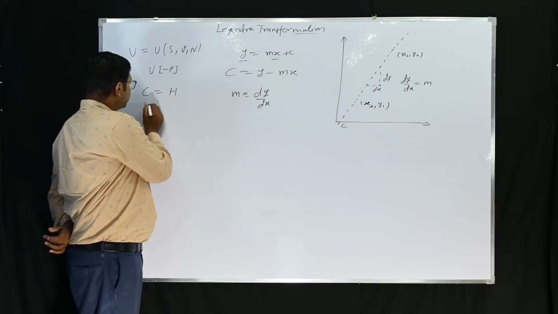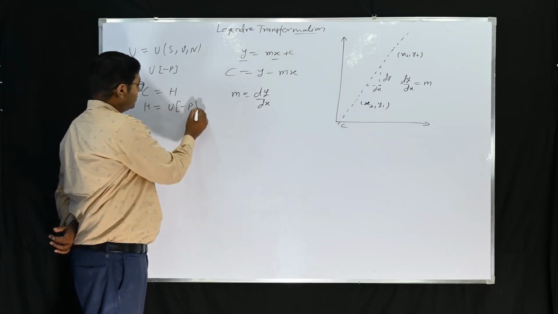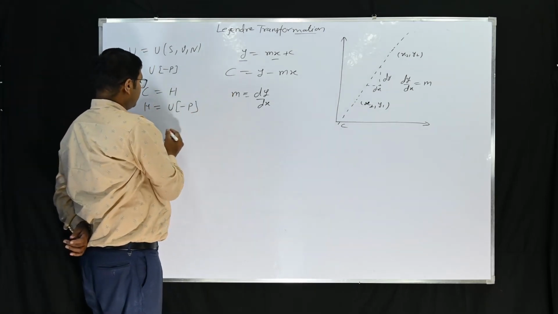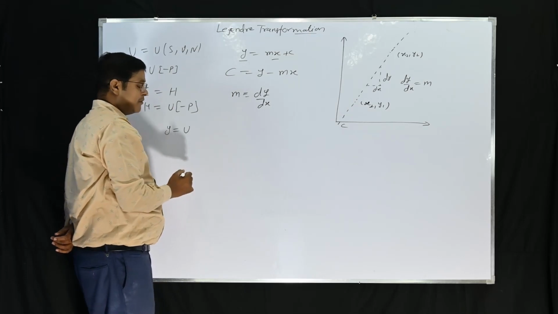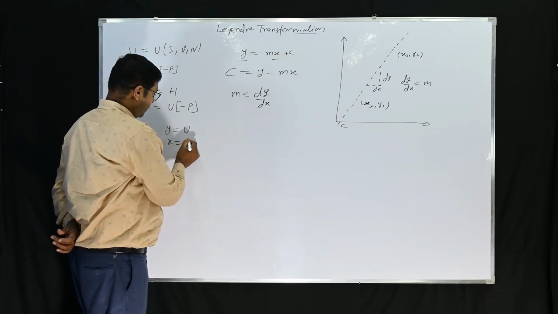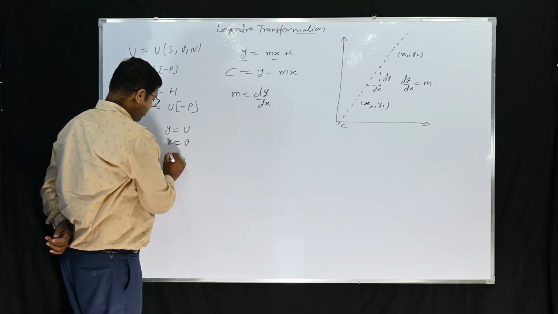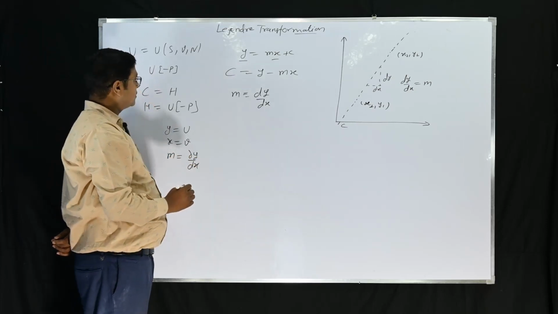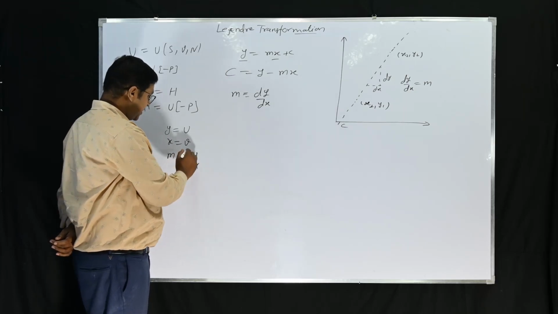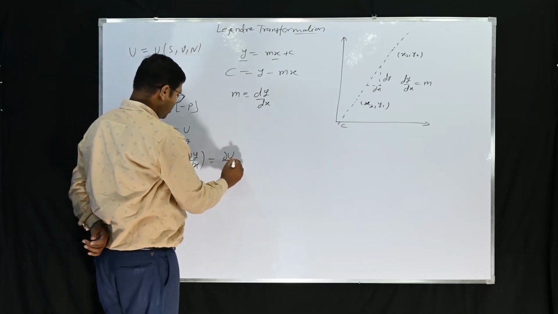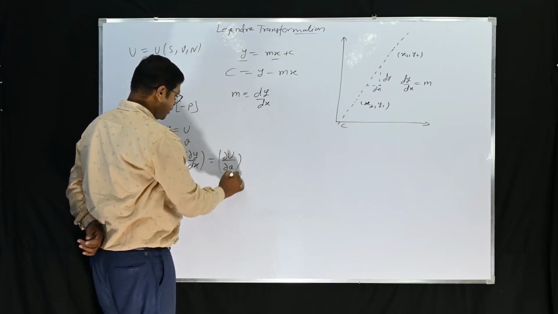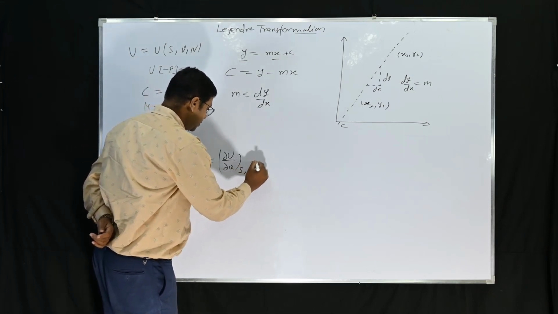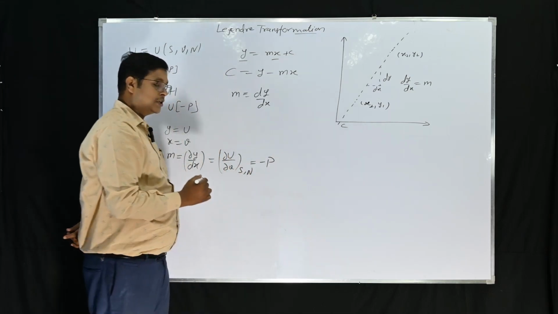So we can write H is now a function of minus P. So what am I replacing? In place of y, my y is U and x is V. I would like to replace m, and m is nothing but dy by dx. It means that it is dou U by dou V, where S and N are constant. This I can replace with another term, minus P.